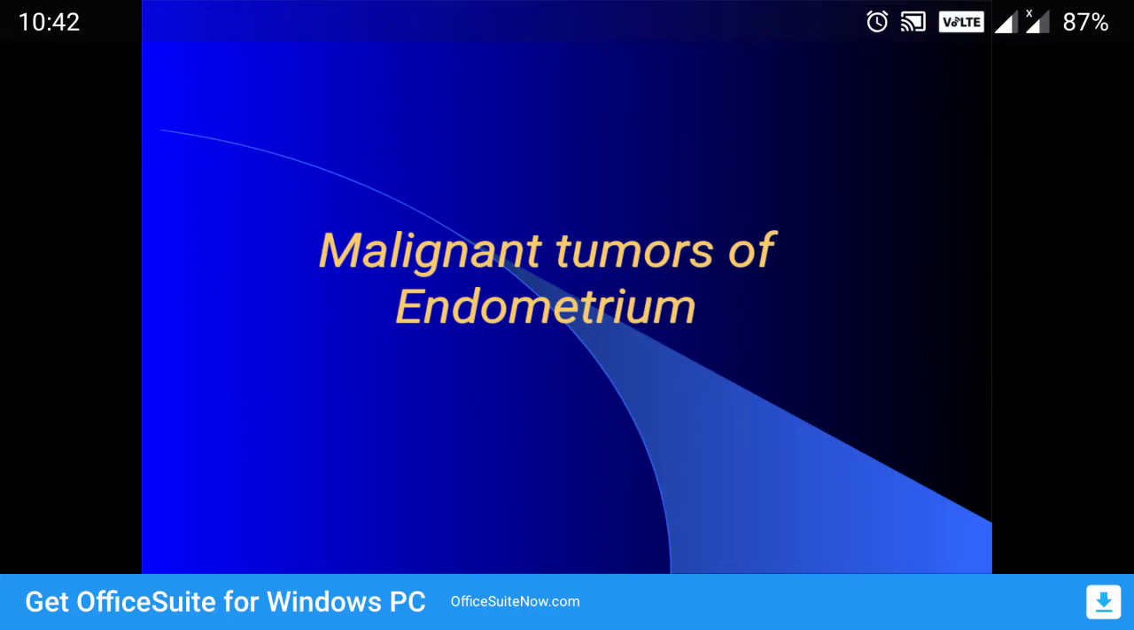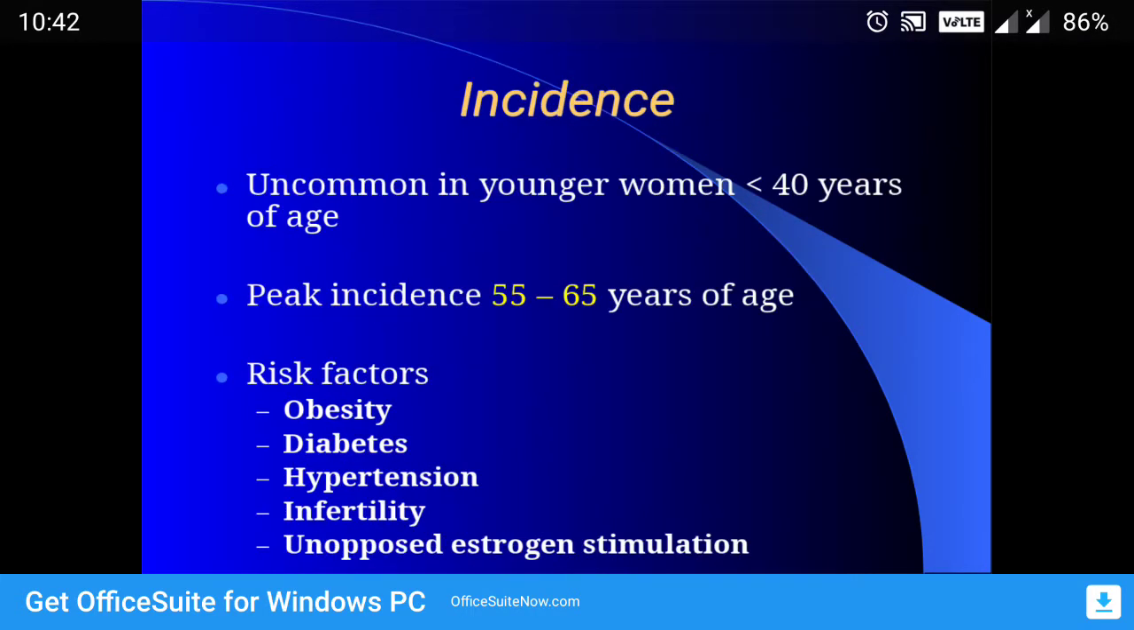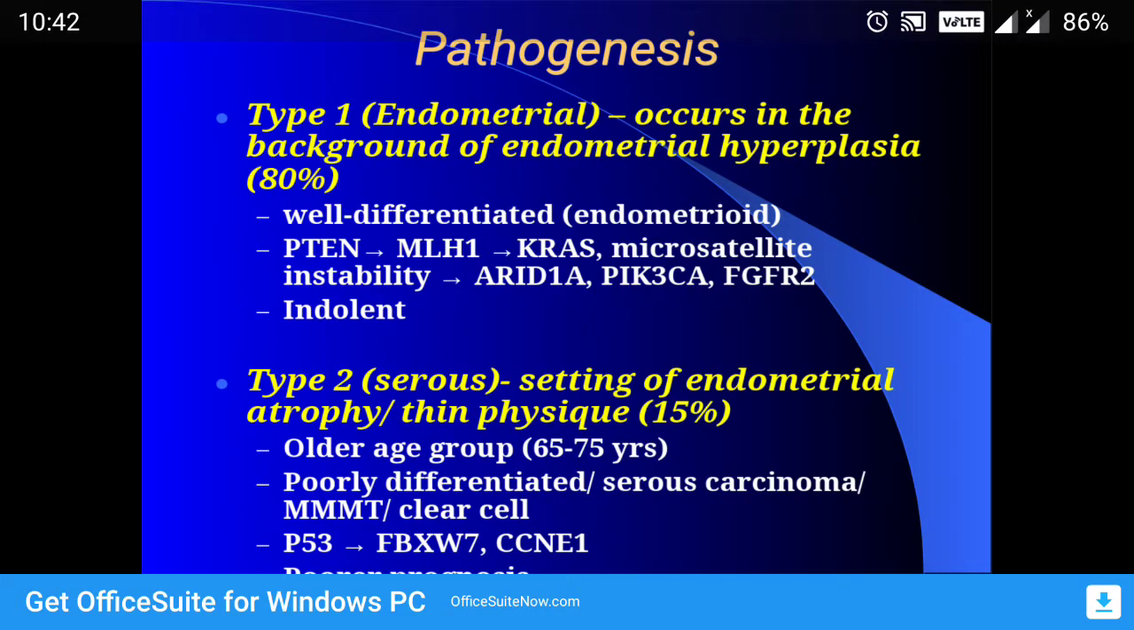So now coming to malignant tumors of the endometrium. Carcinoma endometrium is usually seen in postmenopausal women and presents as postmenopausal bleeding. It is usually seen in the age group of 55 to 65 years, and it is rare below 40 years. Risk factors are obesity, diabetes, hypertension, infertility, and remember estrogen exposure: unopposed estrogen exposure, prolonged estrogen exposure.